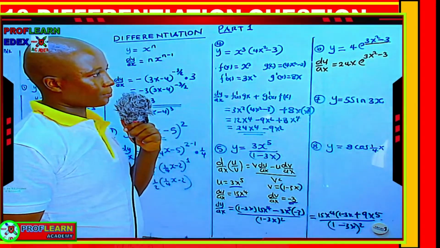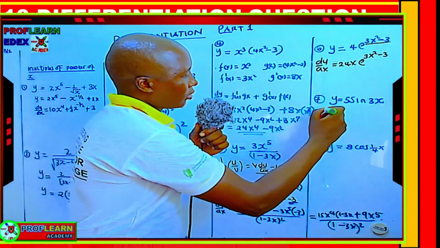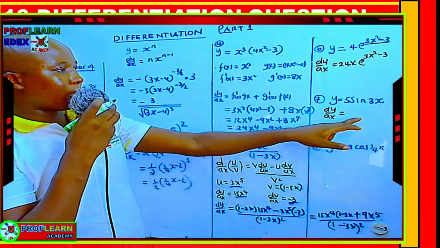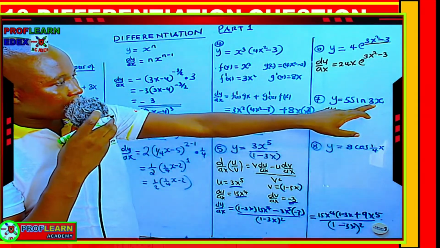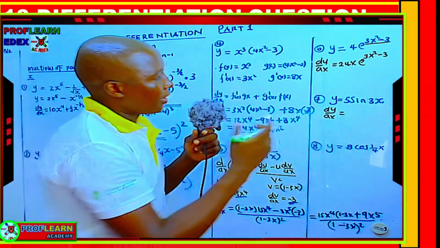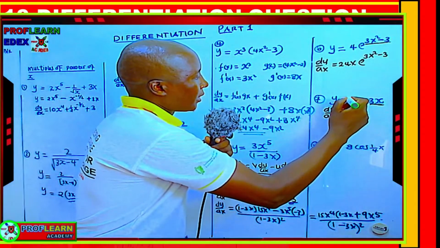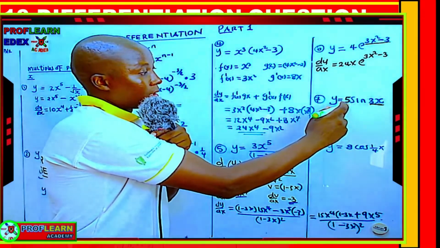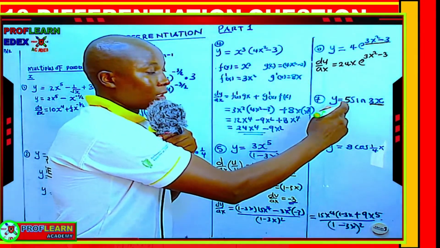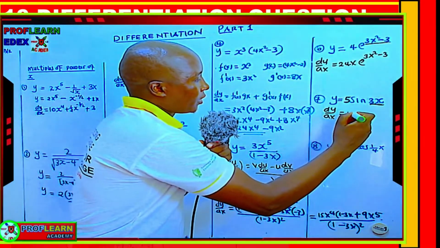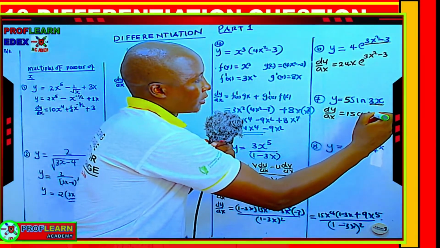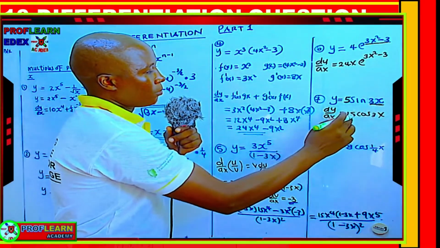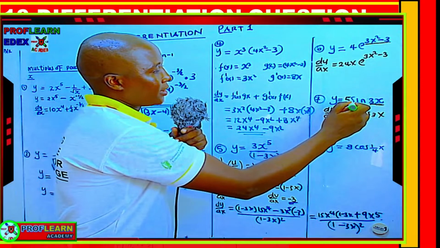You are done. This one, you are going to say dy/dx, differentiation of a trigonometric function. You are going to differentiate this inner function you have here. You multiply it by the number that is outside the sine. If there is no number, you multiply by 1. So meaning this is going to be 15 cos 3x. Meaning you differentiate this one, you multiply it outside here, then you differentiate sine.